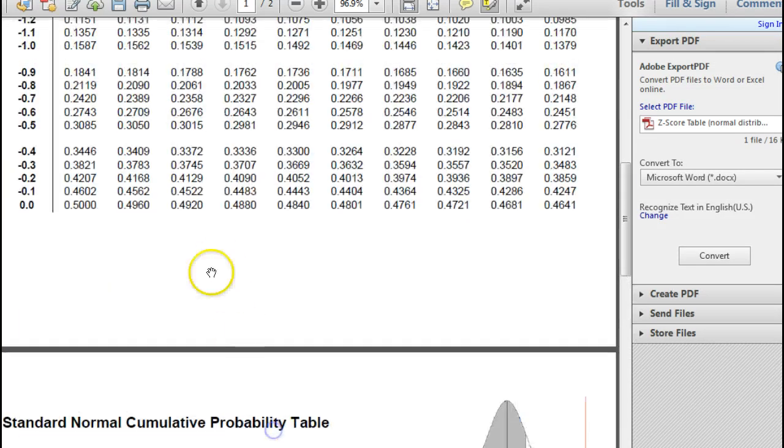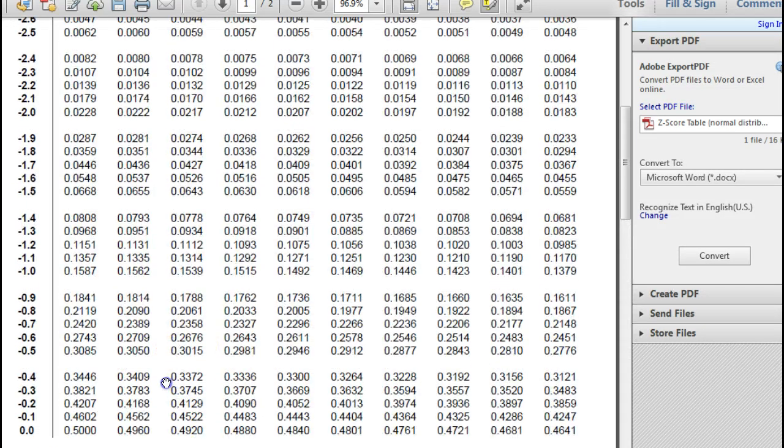Negative, so I need to be back on this side. So here's negative 0.6, but it's negative 0.67. So this would be 0, 1, 2, 3, 4, 5, 6, 7. That's 25.14.